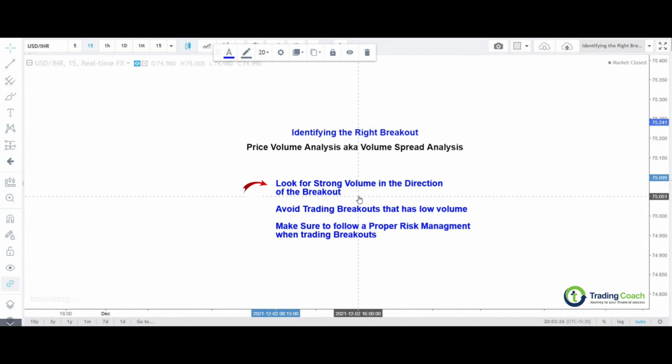First of all, you need to look for a strong volume in the direction of the breakout. Whenever there is a breakout, you need to look for a strong volume in that particular direction. The second thing is you should avoid trading breakouts that have very low volume. If the breakout has very low volume, there is a very good chance the breakout is likely to be a failure. And finally, if you are trading breakouts, the markets will be very volatile around them, so make sure to follow a proper risk management technique.